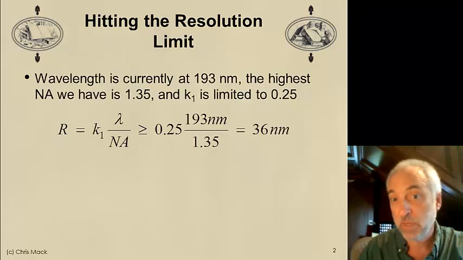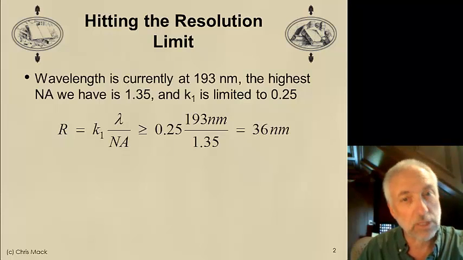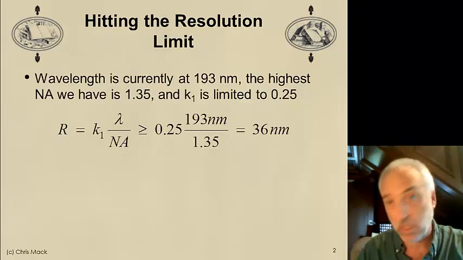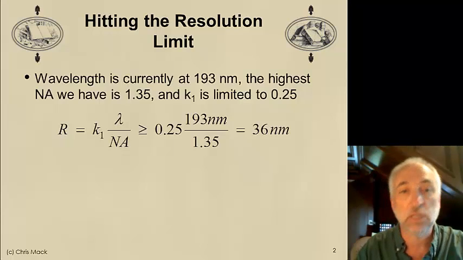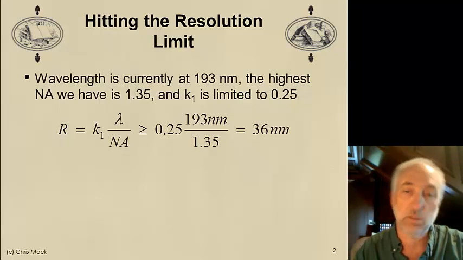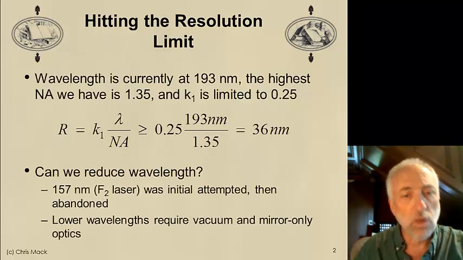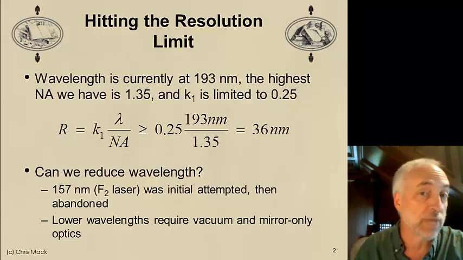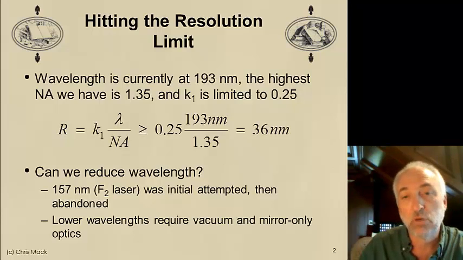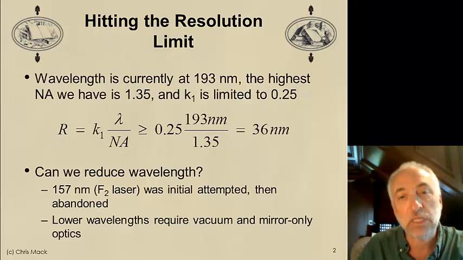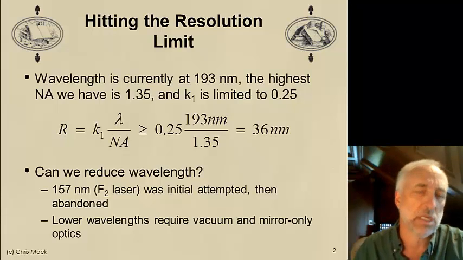So the next question is, can we lower the wavelength? Is lowering the wavelength a possibility in terms of improving this resolution? Well, for a while, the industry worked on using a fluoride F2 laser. 157 nanometers is the wavelength. You can see that's an improvement over 193, but that turned out to be too little bang for the buck. 157 is only a small improvement over 193.